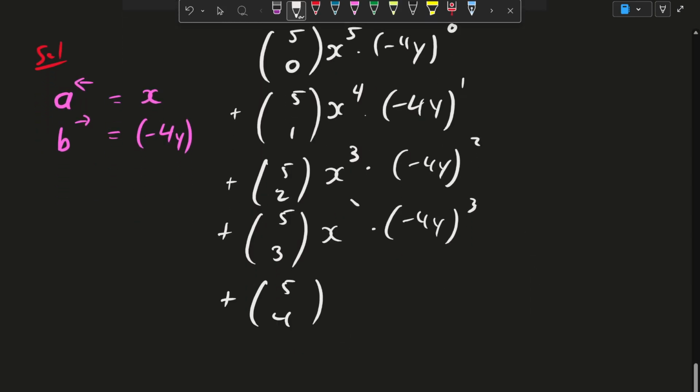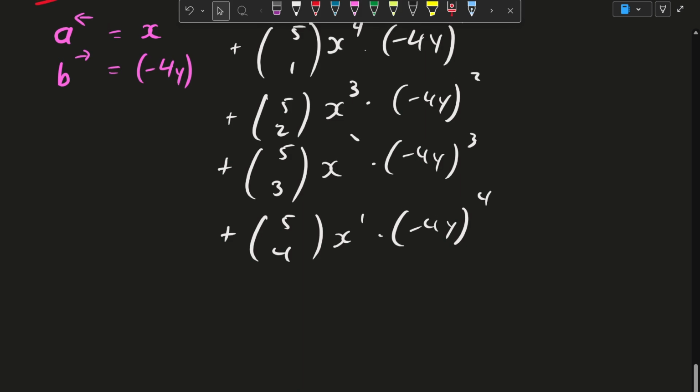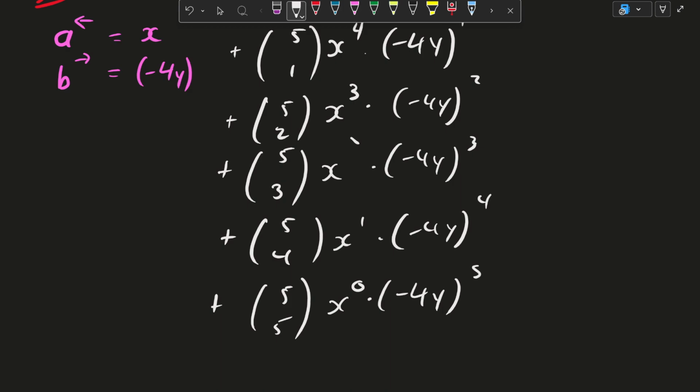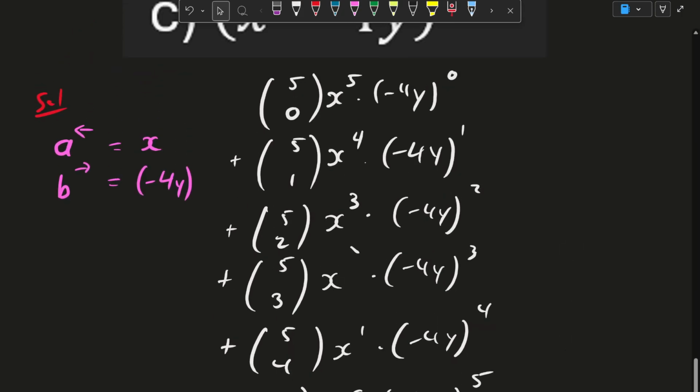Hopefully you can see why it's a fairly algorithmic process after a while. So that's 5 choose 4 times x to the 1 times minus 4y to the 4. Plus 5 choose 5 times x to the 0 times minus 4y to the 5. So let's just expand all these out then. A handy thing to note actually with particular binomial coefficients is a lot of them have a particular form that you can sort of memorize.